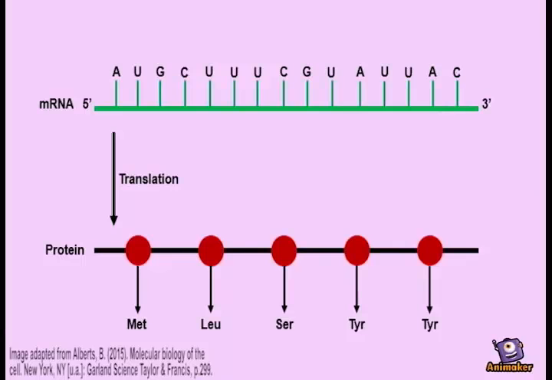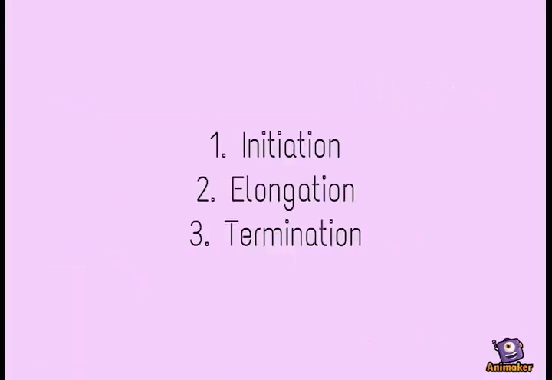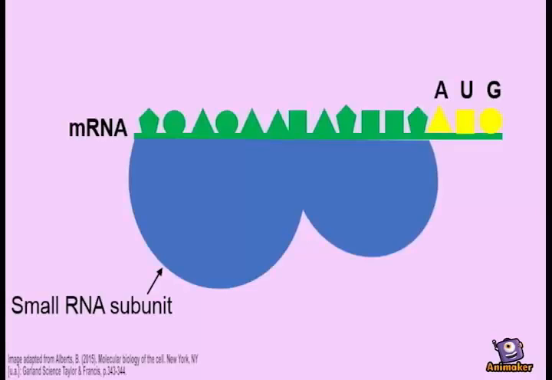Translation is the process through which mRNA is converted into a protein. This process determines the protein's primary structure. So how does translation occur? Translation, like transcription, is made up of three stages. Let's start by looking at initiation.